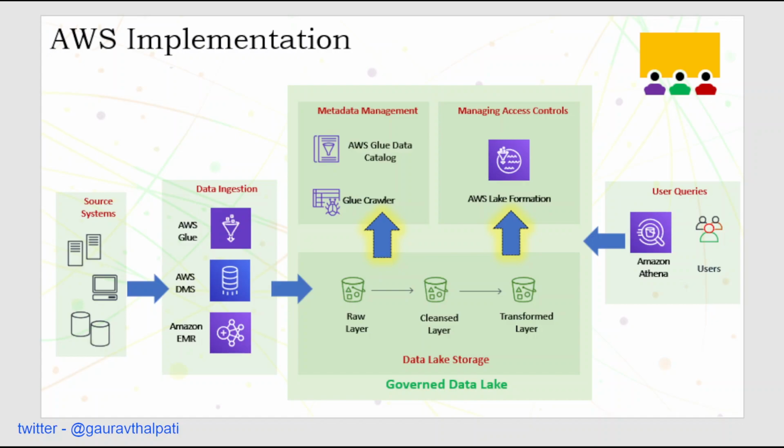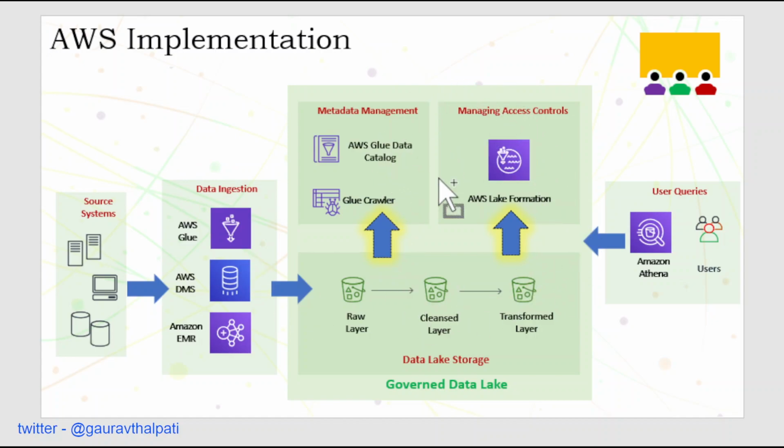Let's go from the left hand side, the source systems. You might be getting files from some other sources, or pulling data from databases, or there might be some APIs which you are hitting to get the data. Then you have your data ingestion layer, where you have different services through which you are getting the data. It can be Glue, Database Migration Service, EMR, or Kinesis. There would be multiple ways through which you are getting the data.